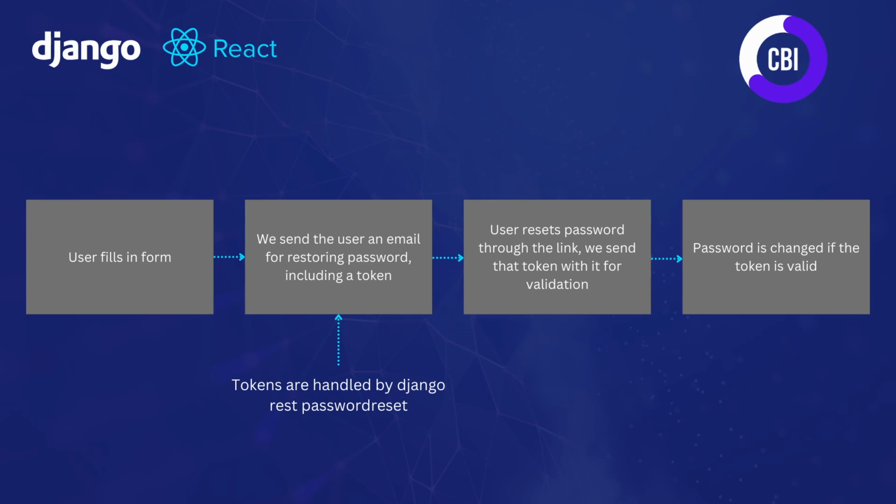In the end, the user is going to go to our front-end React application and is going to fill in a form with his email address. Then when we send the request with the email address to our backend, we want to send the user an email for restoring their password, which also includes a token with an expiry date, so that within a range of time, the user is able to use that token to reset the password.